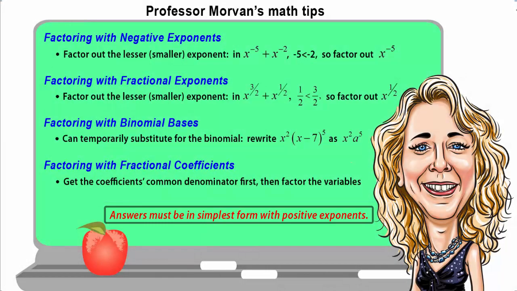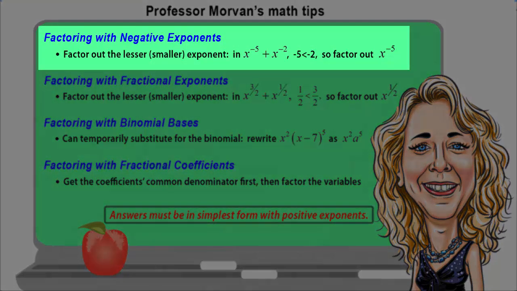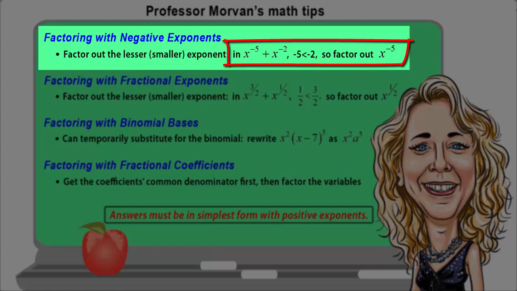So we'll begin with factoring of negative exponents, and just like with positive exponents, you have to factor out the variable whose exponent is the smallest. If you look at this quick example, negative 5 is less than negative 2, so we would factor out an x to the negative fifth from this expression.